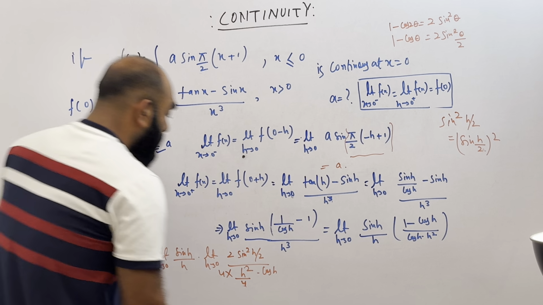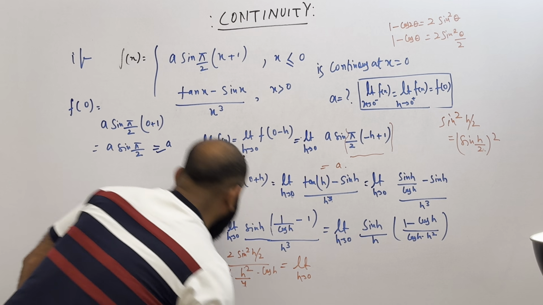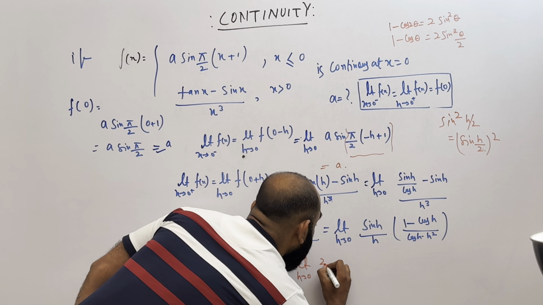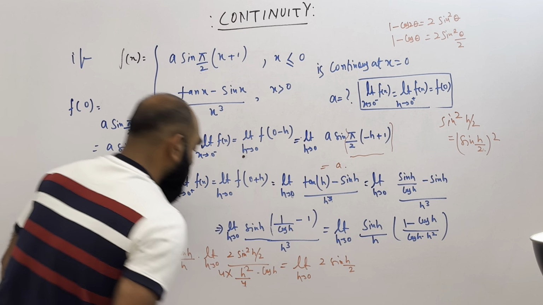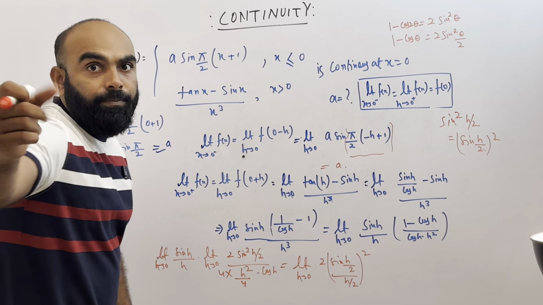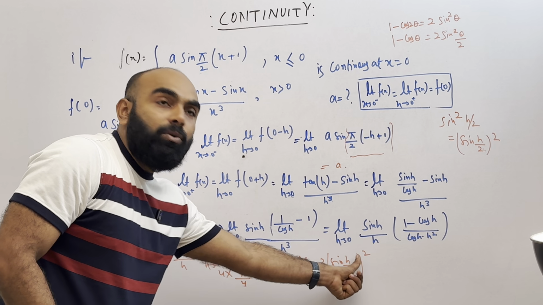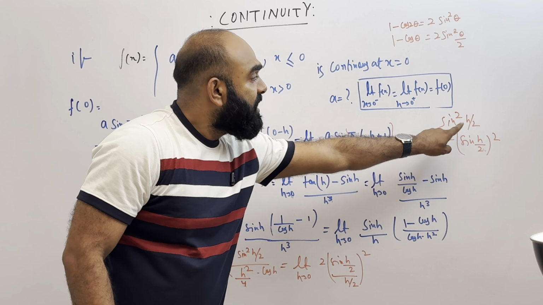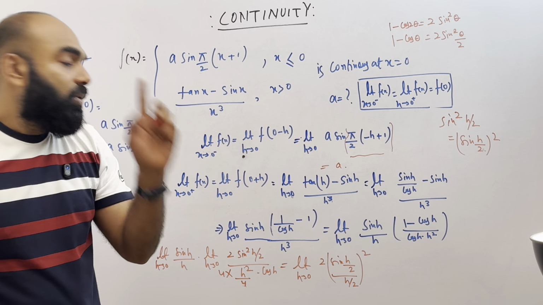Now we can see for this one, the value is 1. So limit h tends to 0, this can be 2 into sine of h by 2 divided by h square by 4, which I am writing as h by 2 whole square. Any problem? Anyone have a problem? Sine square h by 2 I have written as sine h by 2 whole square. No problem, sir.